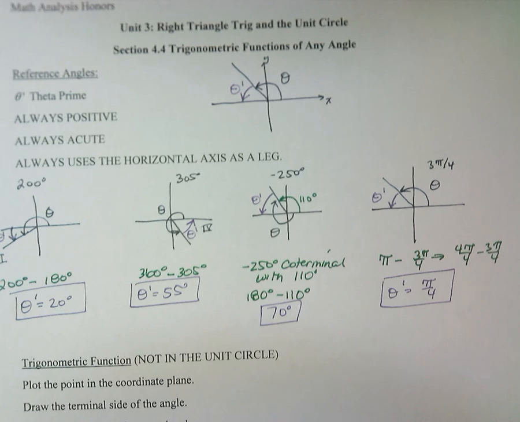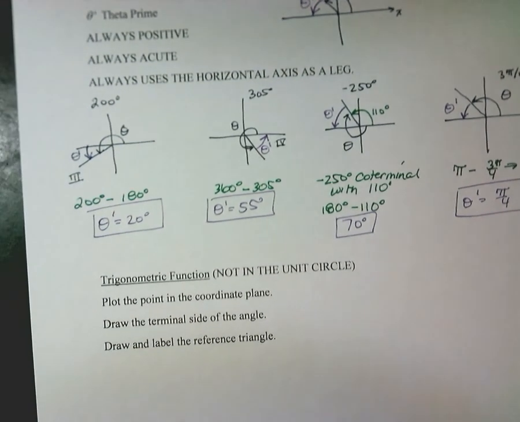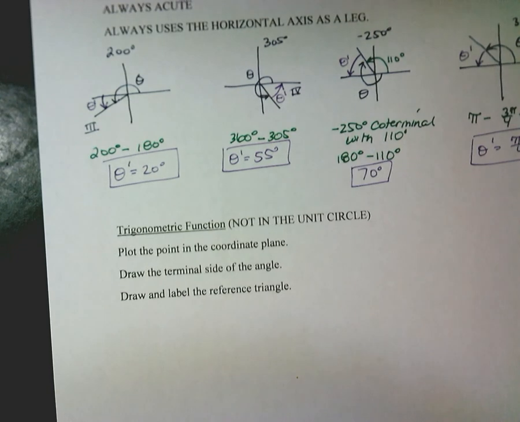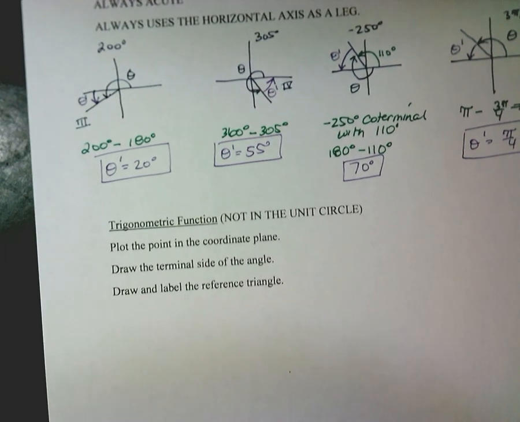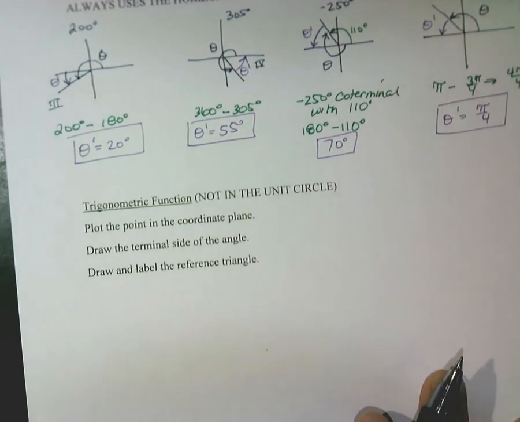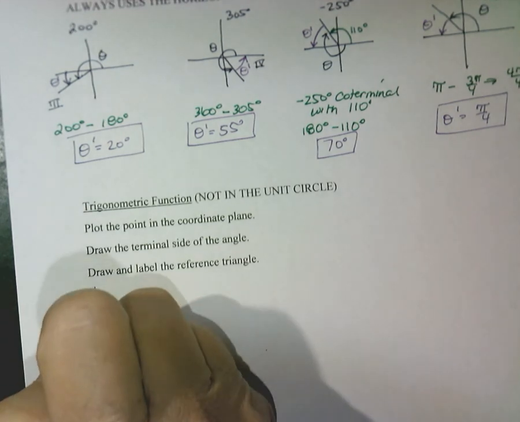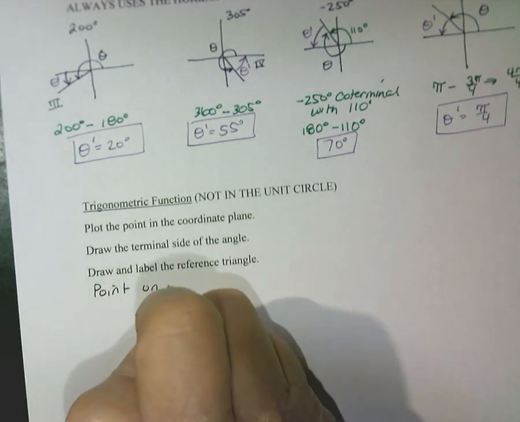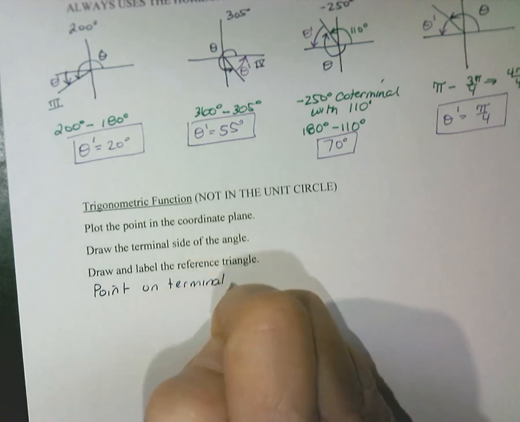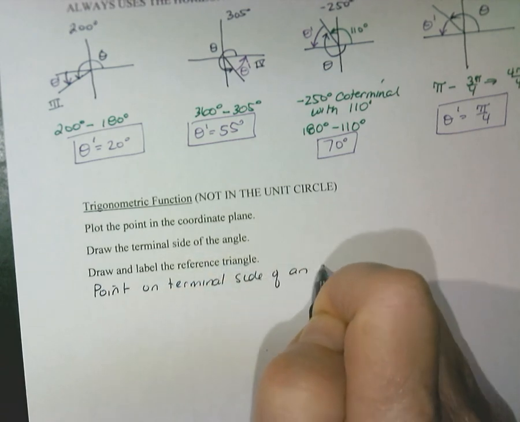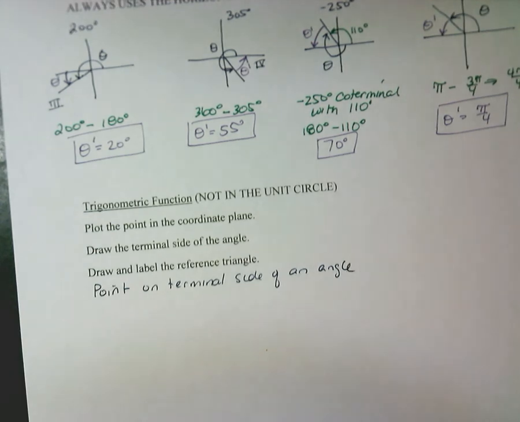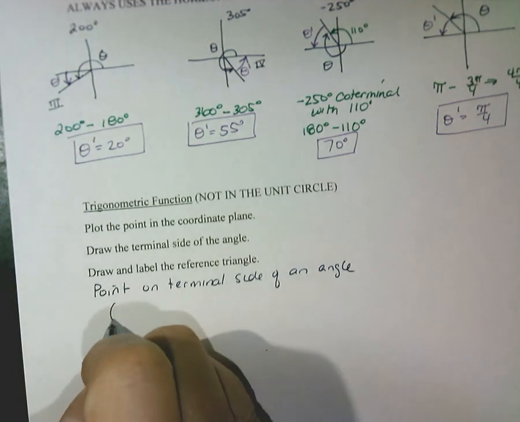Okay, the reason you need to understand reference angles is because we're going to look at angles, and we're going to have to create a triangle in order to evaluate the 6 trigonometric functions. So this process takes a little bit of getting used to. So I'm going to start out with saying I have a point on a terminal side of an angle. And for my example, I'm going to use the point -6, -5.